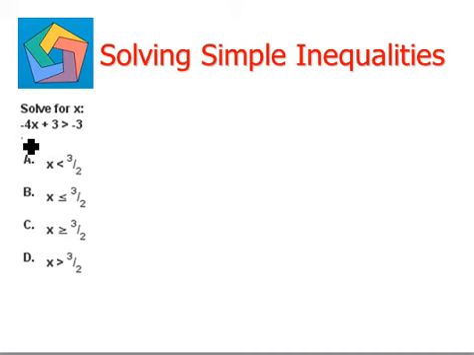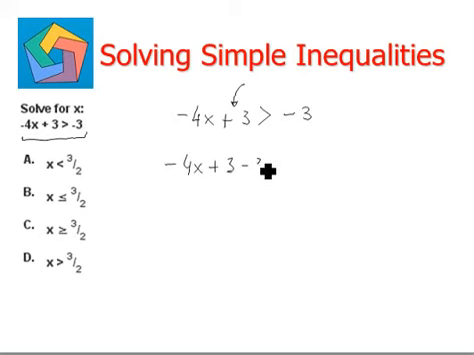Solve for x and we are given negative 4x plus 3 is greater than negative 3. Let's write it down. Negative 4x plus 3 is greater than negative 3. Now first of all we have to make this positive 3 as 0. For that we subtract 3 from both sides. Positive 3 minus 3 is a 0. So we're left with negative 4x is greater than negative 3 minus 3 is a negative 6.